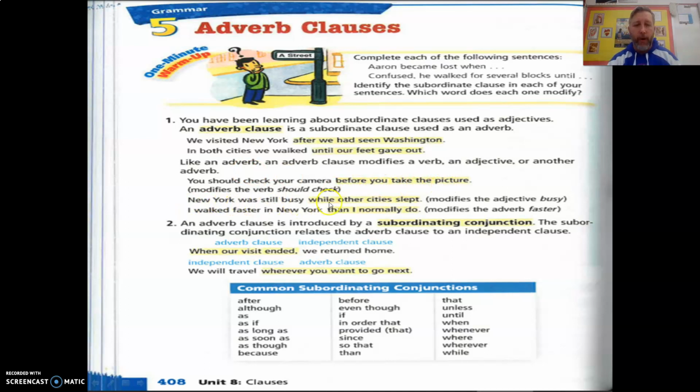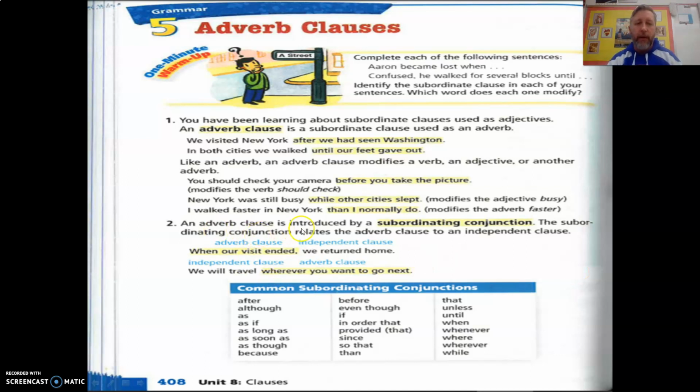New York was still busy while other cities slept. That modifies busy. I walked faster in New York than I normally do. That modifies the adverb faster. Notice before, while, and than are subordinating conjunctions, and you'll also find them in the chart at the bottom of page 408. So feel free to use your book while you're doing your assignment, because it has a nice list. It gives you something to look for as you're doing the assignment, because maybe it's easier for you to identify subordinating conjunctions in order to find the entire clause.